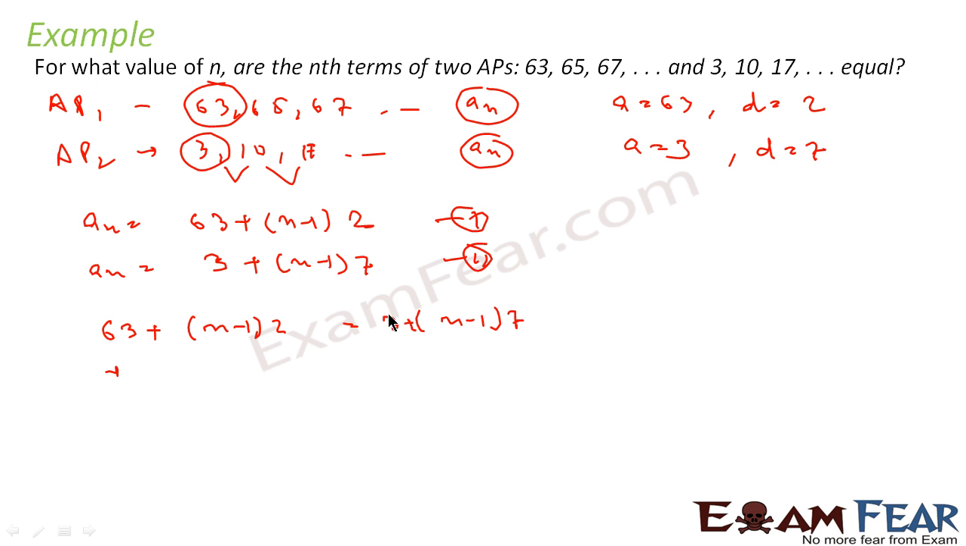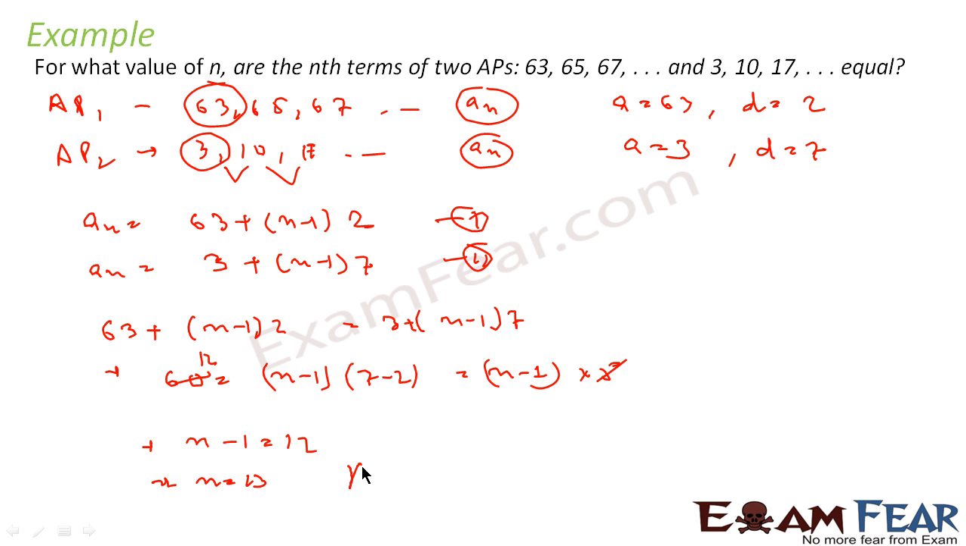Or I'll take this 3 this side, I'll get 60 is equal to (n minus 1) into (7 minus 2), that is (n minus 1) into 5, correct? 5 will cancel with this, I'll get 12. I'll get n minus 1 is equal to 12, or I'll get n is equal to 13. That is my answer. Very simple. We have two APs. I wrote the general term of both the APs. An is equal to 63 plus (n minus 1) into 2, and An is equal to 3 plus (n minus 1) into 7. Both are equal, so I equated this and I solved this to get n is equal to 13.